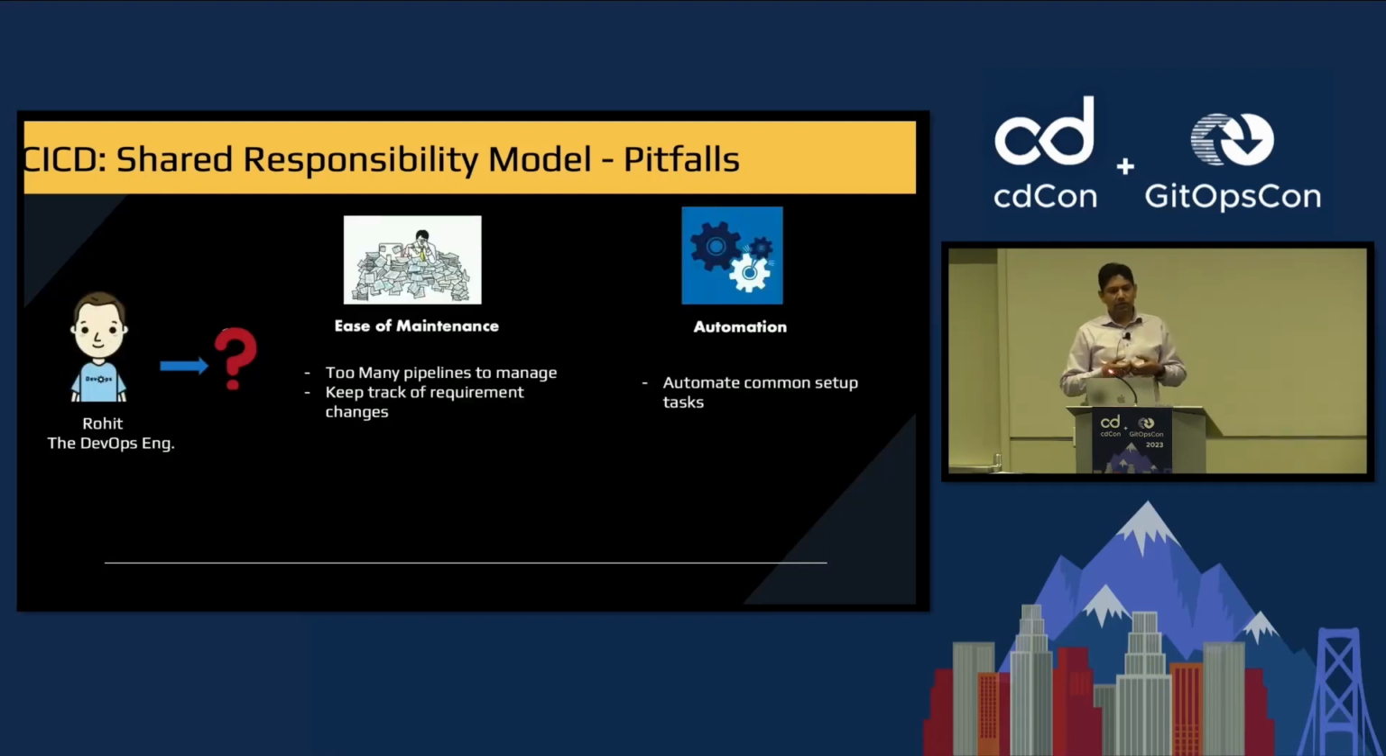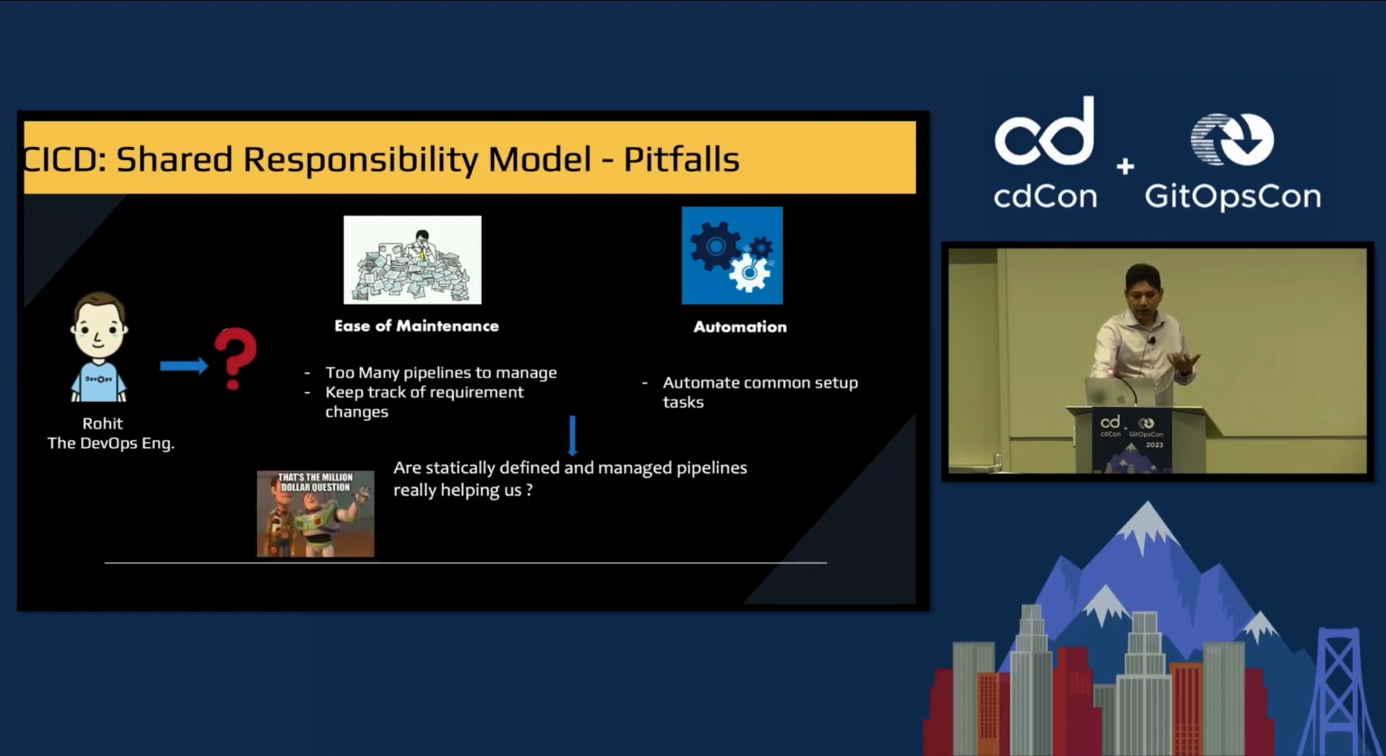Now, talking about the DevOps engineer. The DevOps engineer needs to make sure of ease of maintenance and automation. When I say ease of maintenance, it means, how can I efficiently manage multiple pipelines, right? How do I keep track of the requirement changes? Similarly, how do I automate these common tasks? And are these strategically defined and managed pipelines really helping us? Because today each project can have its own pipeline, right? They pull in the tools, et cetera, right? Are they really helping us?